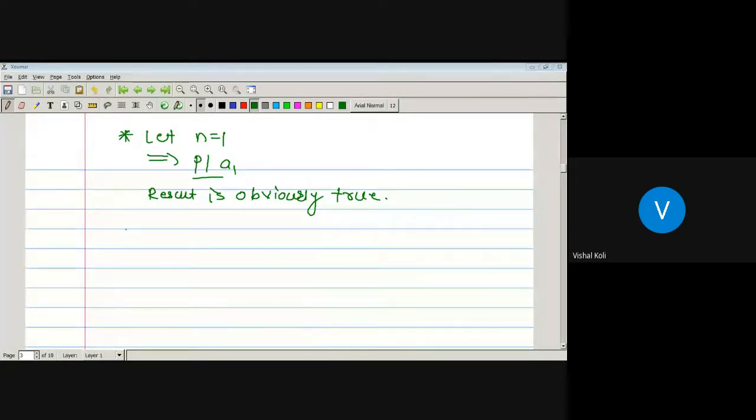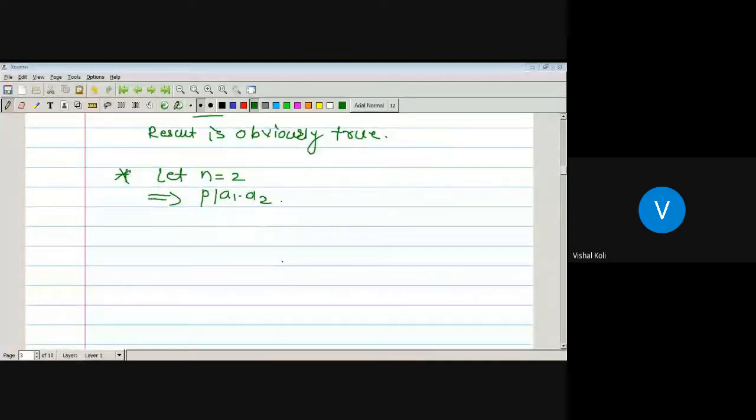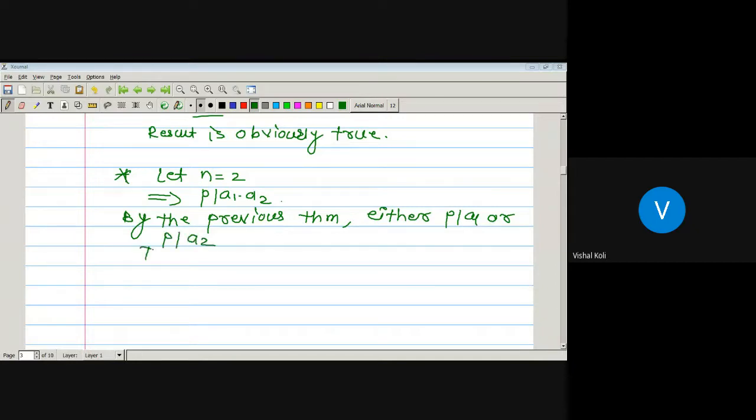Now let us suppose that n is equal to 2. It means there are two terms, which implies P divides A1 times A2, but by the previous result, whenever P divides AB, then either P divides A or P divides B. So by the previous theorem, either P divides A1 or P divides A2, and that is what we have to prove. Thus the result is true for n equal to 2 also.